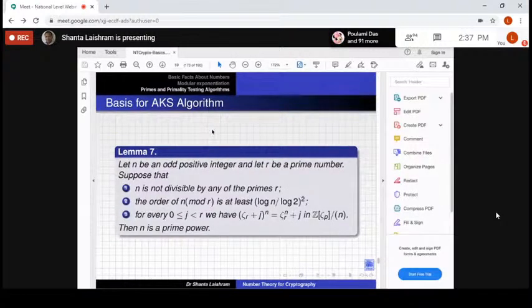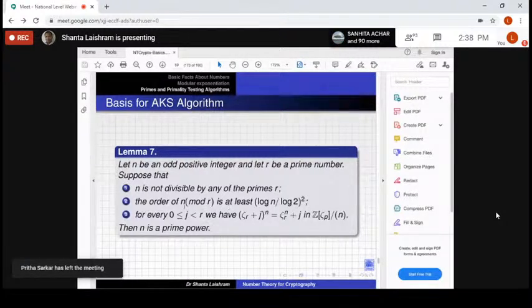So the basis of the AKS algorithm is the following. Let n be a positive integer and r be a prime number. Suppose n is not divisible by any of the primes less than or equal to r. There was a mistake here, so let's start again. You're given n. You choose the number r which is prime, and first see that n is not divisible by any of the primes less than or equal to r.